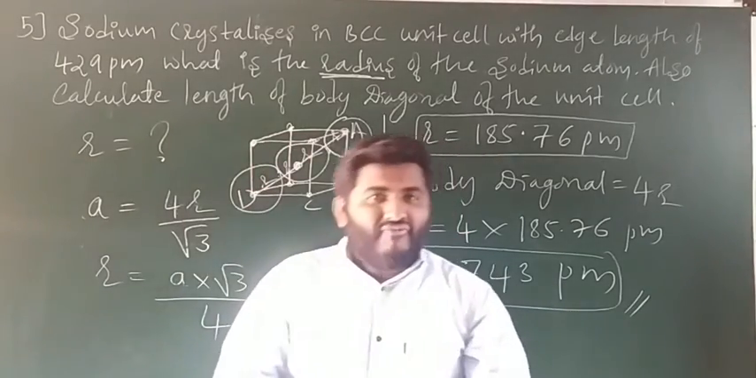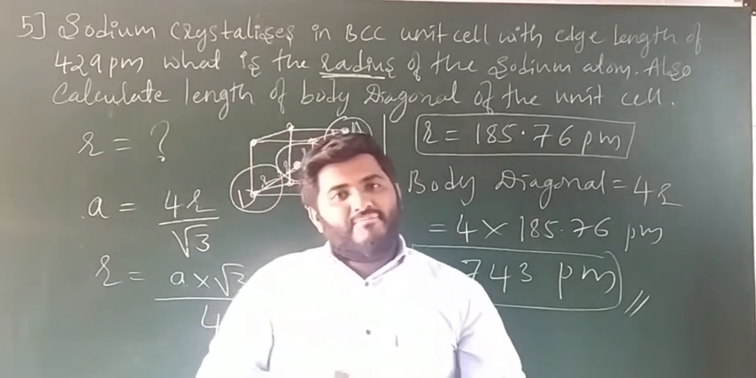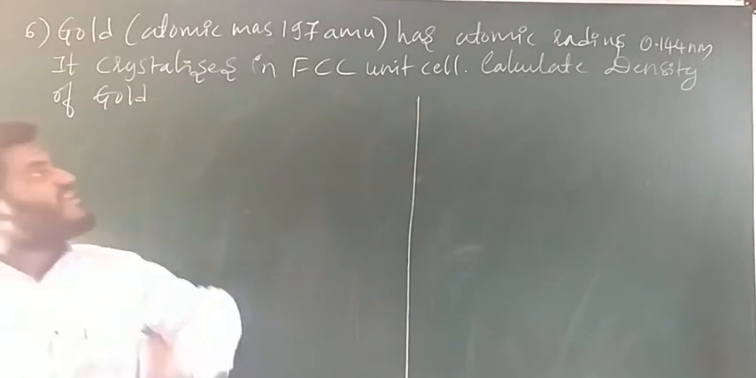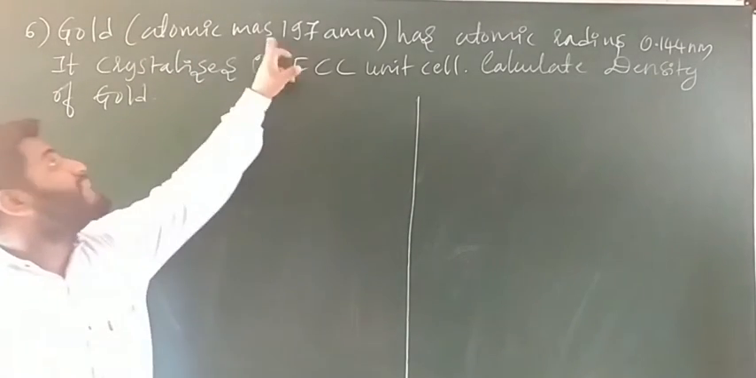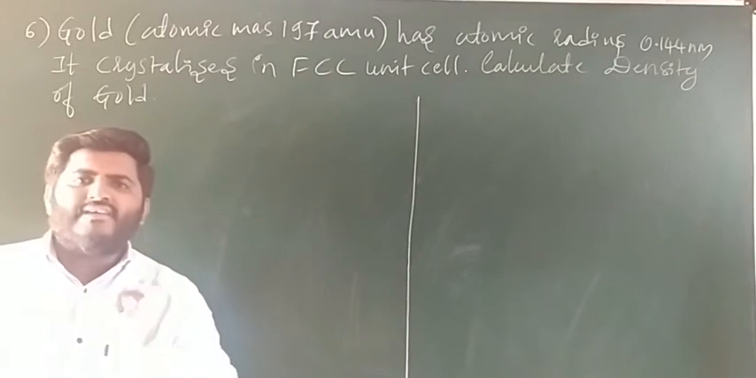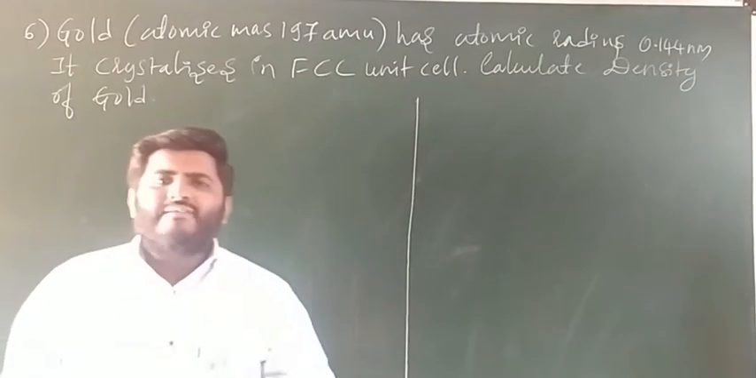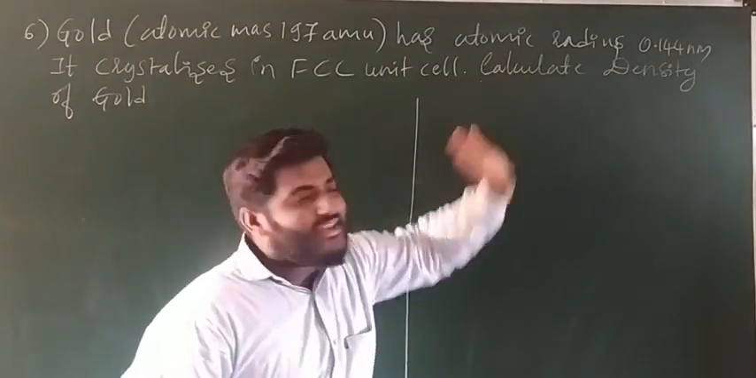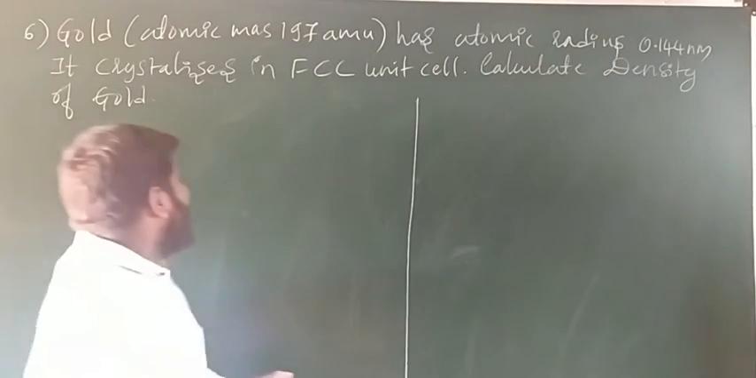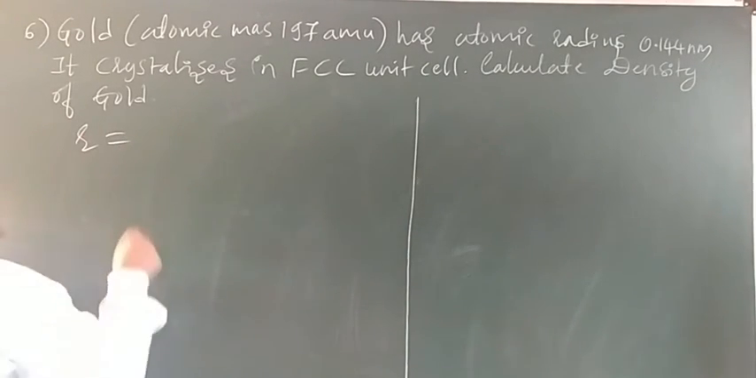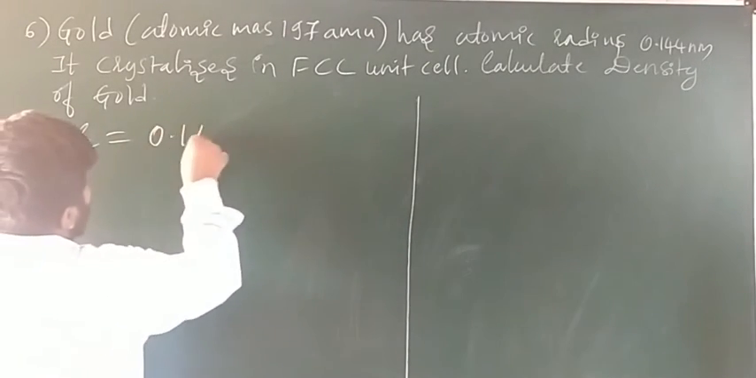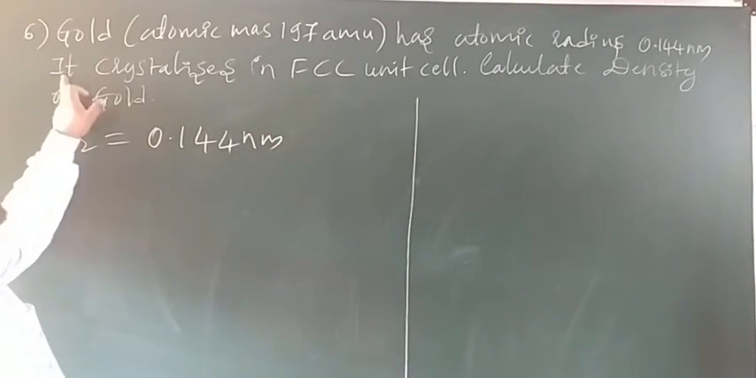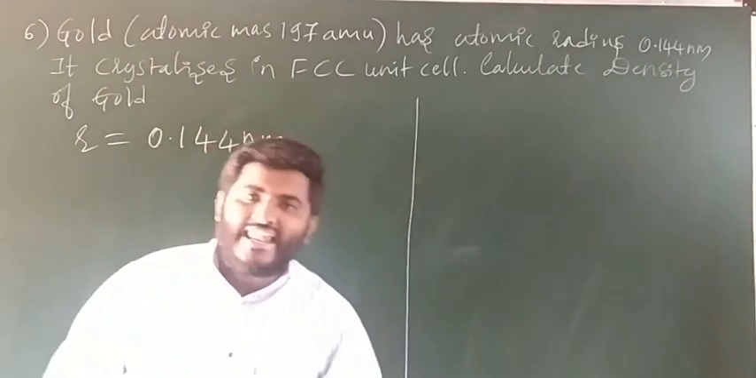This is problem number 5. Now we will discuss problem number 6. Gold with atomic mass 197 AMU; AMU indicates atomic mass, that is, the molar mass of gold is given. Next, it has an atomic radius, which is also given. R is equal to 0.144 nanometer.